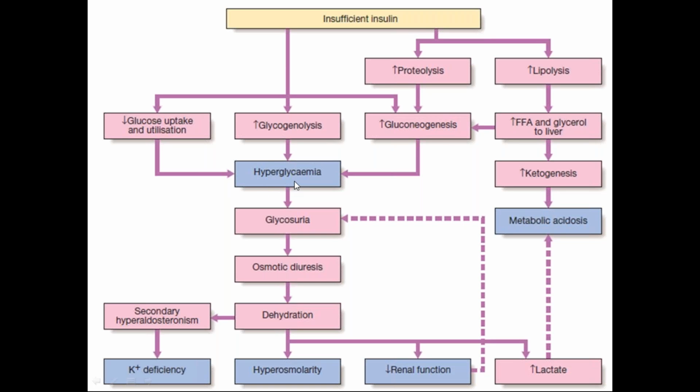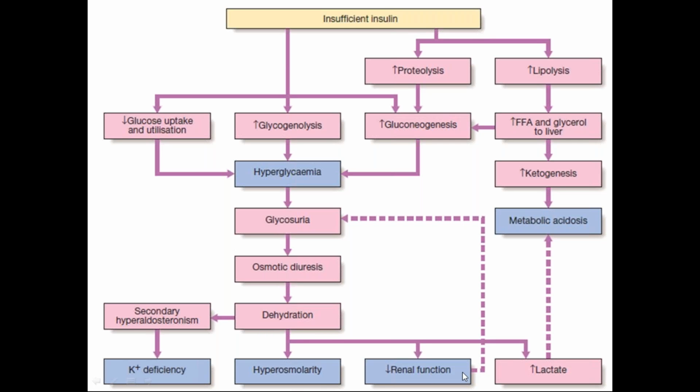hyperglycemia. When there is hyperglycemia, it causes glycosuria, and glycosuria causes osmotic diuresis leading to dehydration. This dehydration, because of secondary hyperaldosteronism, causes deficiency of potassium, and it also leads to hyperosmolarity.